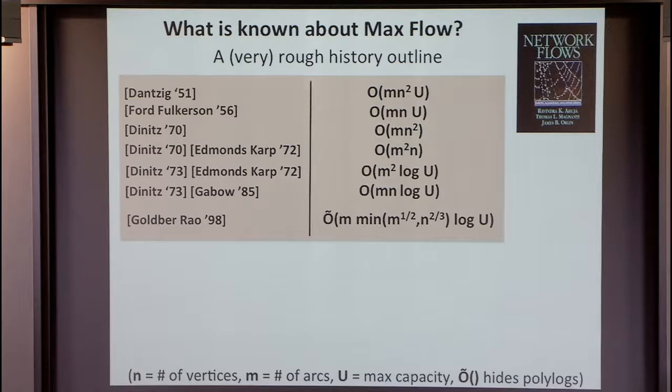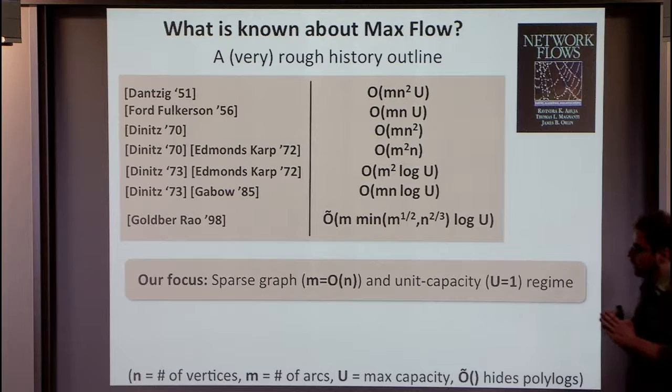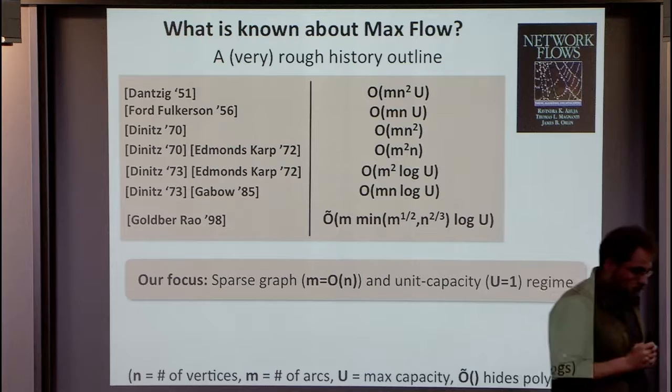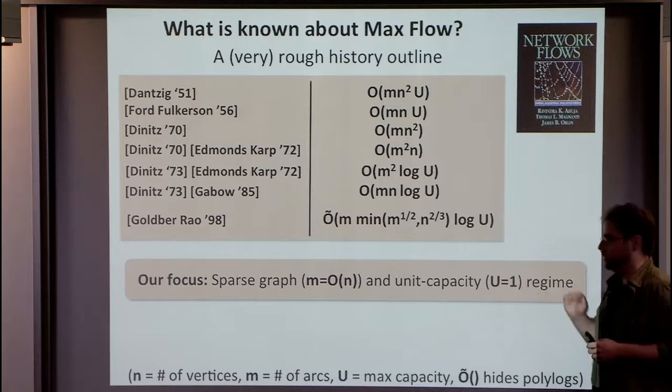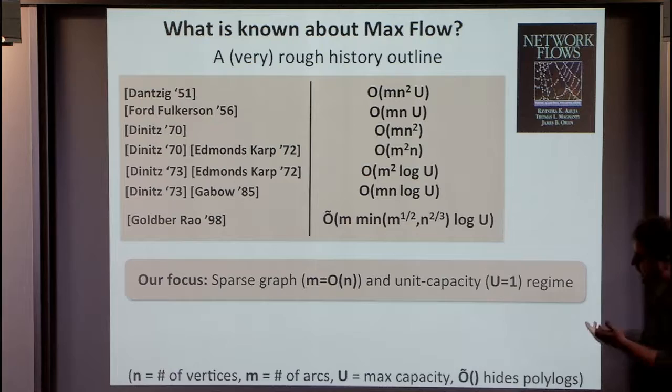But what I want to do in this talk is focus on a particular regime of the maximum flow question. Namely, I want to focus on the regime when we deal with sparse graphs, so we assume the number of arcs is not much larger than the number of vertices, and also I will assume that the capacities are one. One reason why I might want to do this is that this will make our whole discussion a bit more focused, but actually there's even more than that.